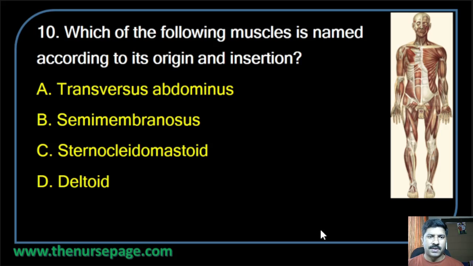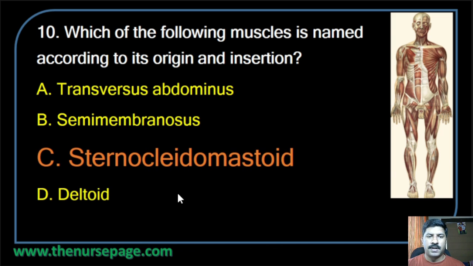Then another question related to naming criteria. Which of the following muscles is named according to its origin and insertion? Transversus abdominis, semimembranosus, sternocleidomastoid, deltoid. Correct answer: sternocleidomastoid. The sternocleidomastoid is named based on its origin and insertion sites.